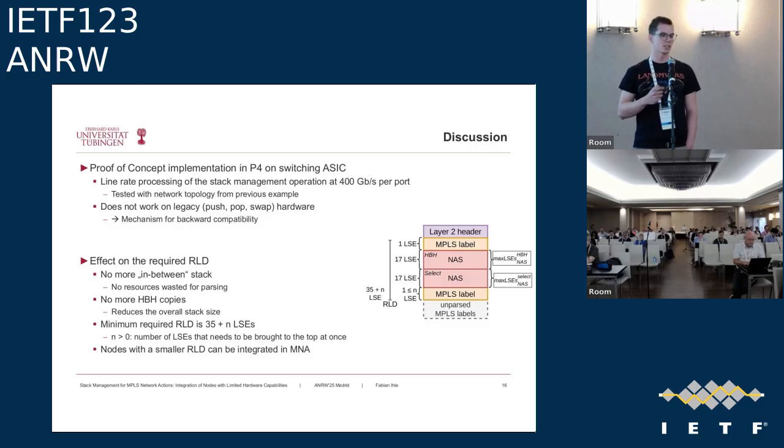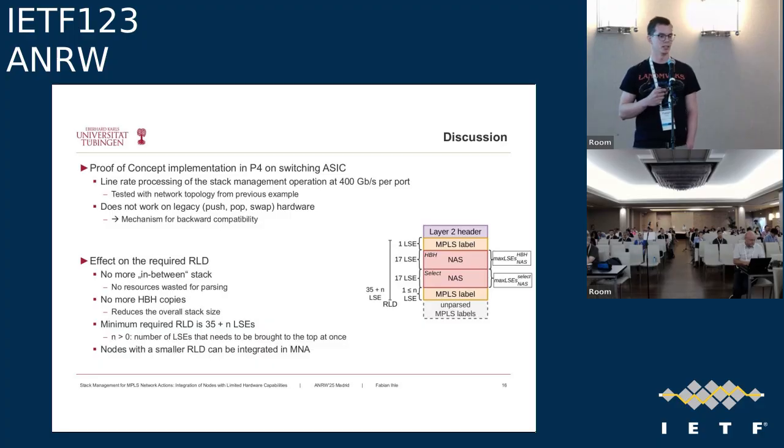A downside is that it doesn't work on legacy hardware that is only capable of pushing, popping, or swapping like usual in MPLS. But for those nodes which are not capable of M&A anyway, we have the mechanism for backward compatibility. The effect on the required RLD is that we do not require an in-between stack anymore, which means we waste no resources for parsing irrelevant LSEs. We have no more HBH copies, which reduces the overall stack size.